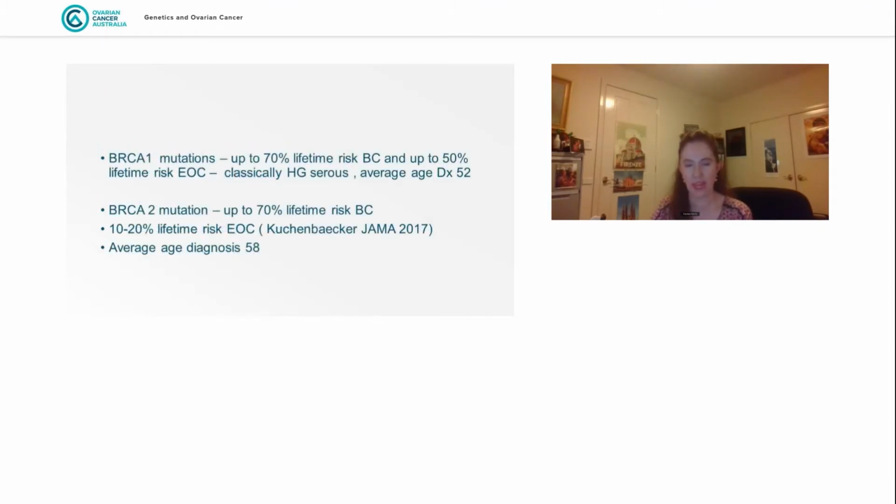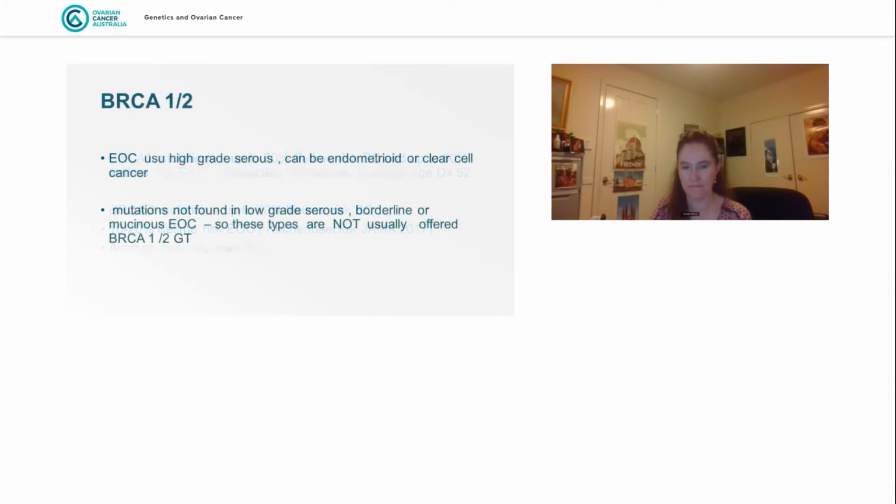So BRCA1 and 2 are both associated with up to a 70% lifetime risk of breast cancer. For ovarian cancer for BRCA1, it's thought to be a 50% lifetime risk. That's classically high-grade serous. And for BRCA2, the risk is a 10 to 20% lifetime risk. As I said, it's usually high-grade serous, but it can be endometrioid or clear cell. We don't typically associate low-grade serous ovarian cancer, borderline tumours, or mucinous epithelial ovarian cancers with BRCA1 or 2 mutations. So these cancer types are not usually offered BRCA1 or 2 gene testing.